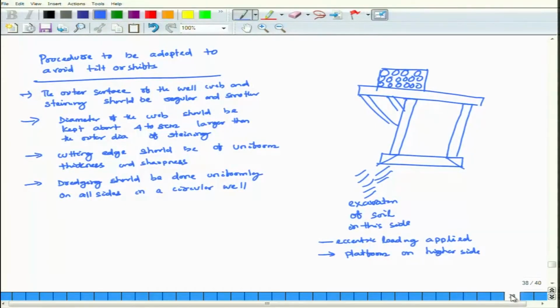You prepare a platform on the higher side and apply the loading, as I have shown here, in the form of sandbags. Here you extend the platform. So this is the higher side, this side has to sink. Then you do excavation of the soil on these sides. So what happens? Your sinking process will be readjusted.